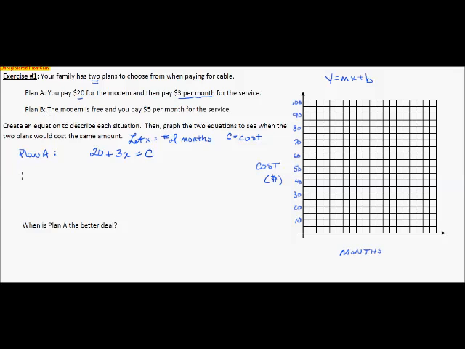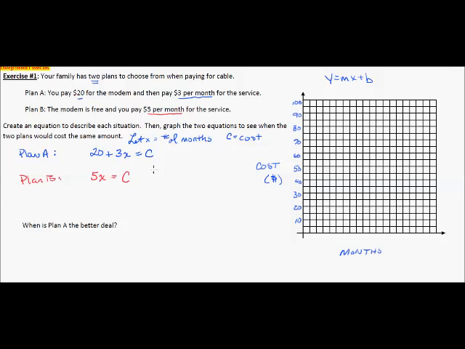Alright, so let's write down plan B. And again, I'm just going to go right along in the sentence. And the modem is free. Well, that's good. No, we don't have to add in that $20. So the modem is free, and you pay $5 per month. See that per month again? Alright, so I'm going to put 5 for every one of the x's, this same variable up here, number of months, and that's going to equal my cost.